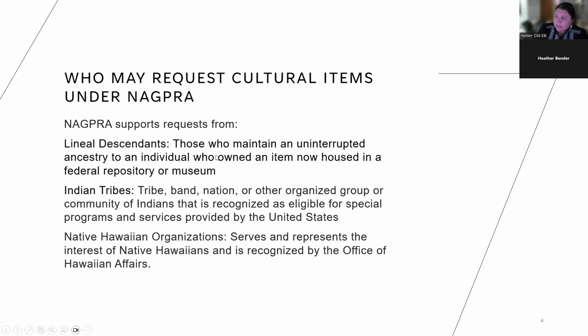The next is how NAGPRA defines a tribal community. These are definitions directly out of the NAGPRA policy. A tribe is any organized community, band, or nation that receives special programs and services from the United States government, and they're eligible for those services. That is how the federal government defines an Indian tribe.